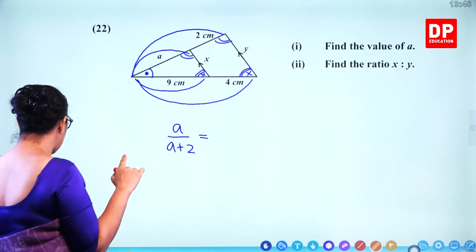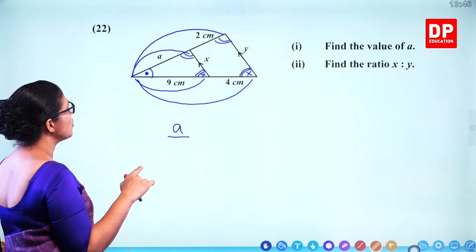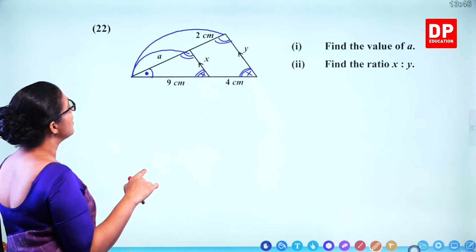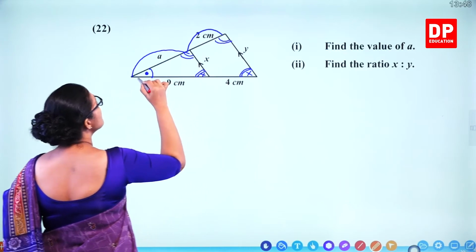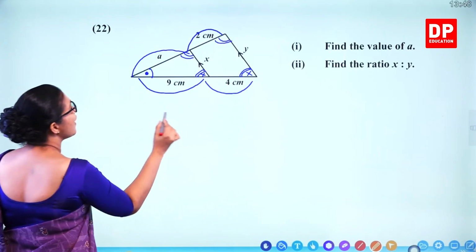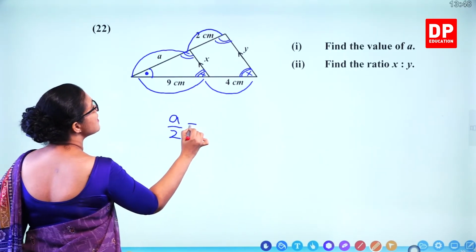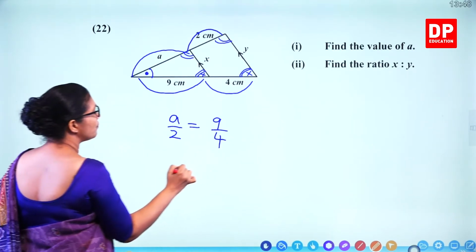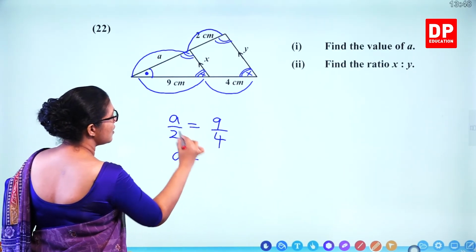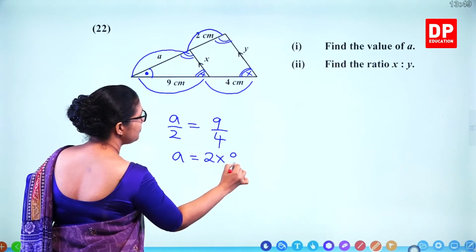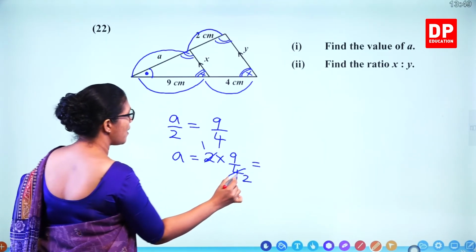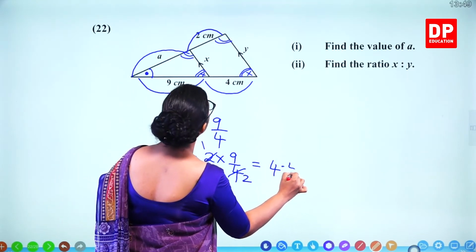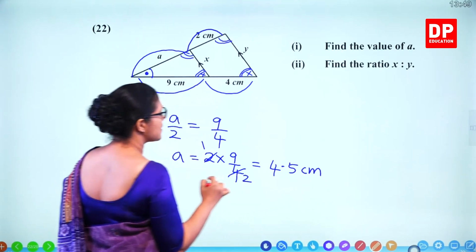Or you can do other way around, without taking bigger one, smaller to smaller here, then smaller to smaller. You can find A over 2 is same as 9 over 4. What's A? Multiply by 2. So 2 times 1, 2 times 2, 9 divided by 2, 4.5 centimeters.